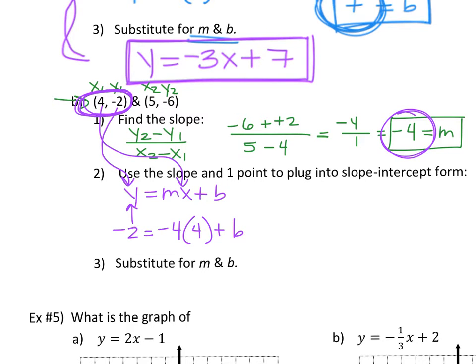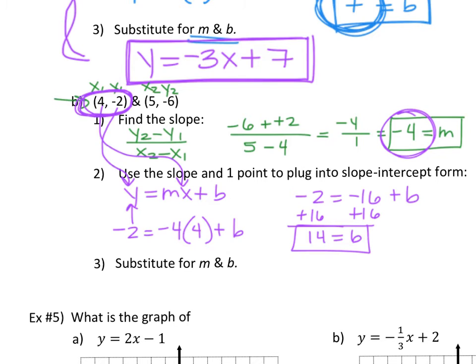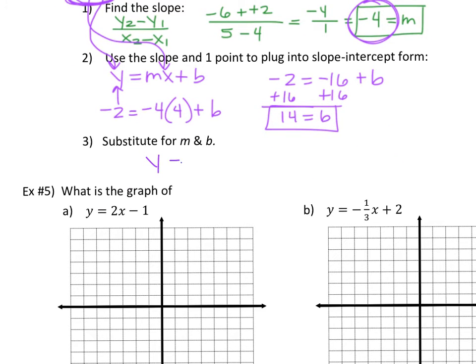What do we do now? Simplify. -2 equals, what is that? Not -8. -16. Right? Plus b. Okay, so we're going to add 16. What's -2 plus 16? 14. Okay, so now you have your b. Now what do you do? Now we have to bring them both down. Now you're going to plug them in. What does that look like? y equals -4x plus 14. M first. See, you guys got it.